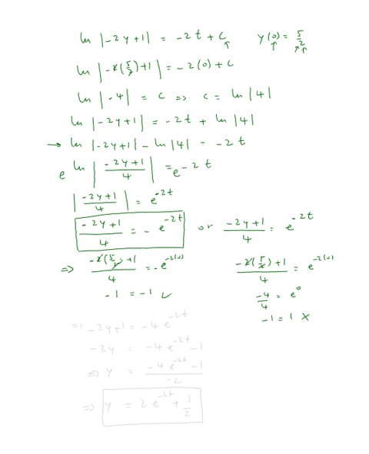So all we do is solve for y. This means negative 2y plus 1 is equal to negative 4e to the negative 2t, multiplying by 4 on both sides. Now negative 2y will be equal to negative 4e to the negative 2t minus 1, divided by negative 2. So the solution will be y equals 2e to the negative 2t plus 1/2. And that's what we got previously. Let me check. Yep. And that's it for this problem.